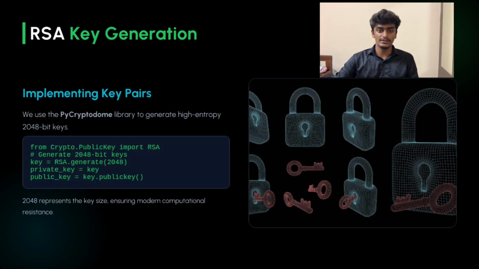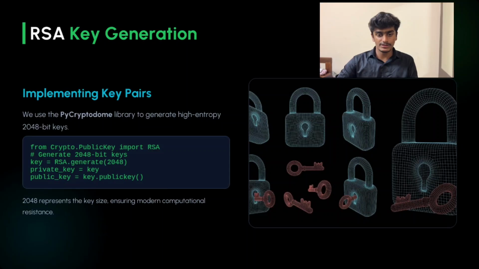Now let's look at how RSA key generation works in our implementation. We use the PyCryptodome library to generate RSA keys securely. In our code, we generate a 2048-bit key which is considered secure for modern applications. This process internally selects large prime numbers and performs mathematical operations to generate two keys, a public key which is shared openly and a private key which is kept secret by the sender. These two keys are mathematically related, but it is computationally infeasible to derive the private key from the public key. This key pair forms the foundation of the RSA digital signature process.